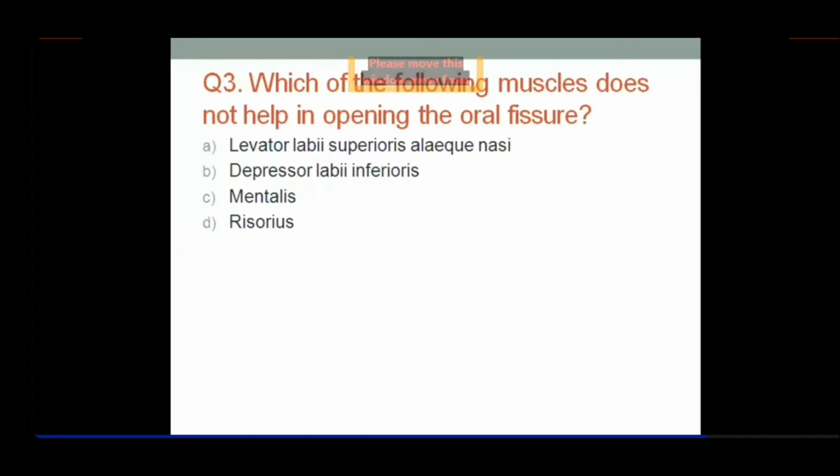Anyways, correct answer is mentalis. You are correct. Yes, sir. Okay, so the correct answer is mentalis.